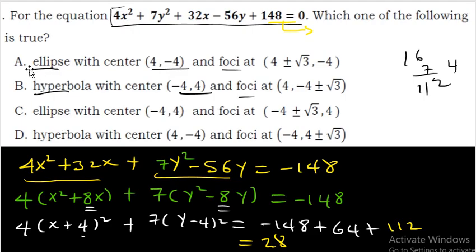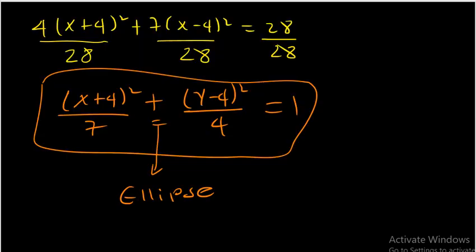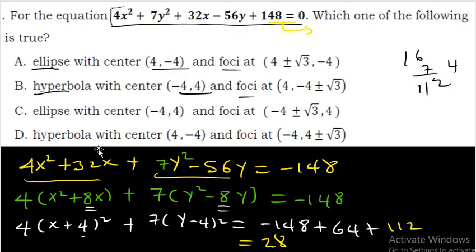So the answer must be either A or C. So what about the center? Okay, let's deal with the center now. Here it's plus, so I'll take -1, -4 comma, here it's negative, so I'll take +1. So -4 comma 4. Let us check. A doesn't work, 4 comma -4 it says, but C -4 comma 4, yes.